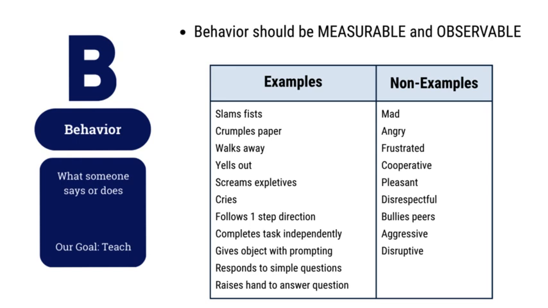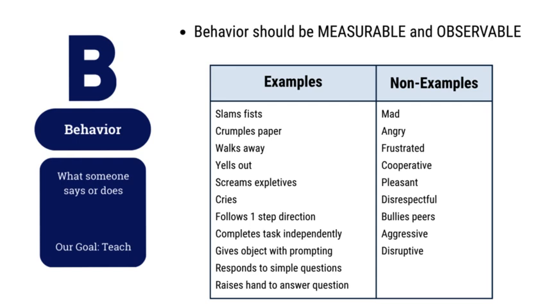So the ABCs, the antecedent, which could be a trigger, a setting event, there's signals involved in the antecedent. And then the B is behavior, the behavior itself, which should be the first thing you identify when considering the ABC lens. Our goal here is to teach the student. So, when we determine what the behavior is, it should always be measurable and observable. That means that if you're using a phrase for student behavior that's like a character trait or an emotion, that's really not measurable and it's not always observable.